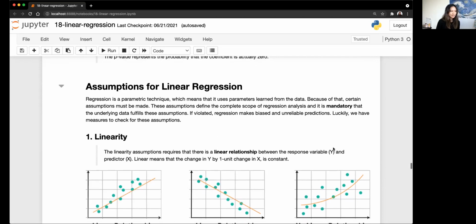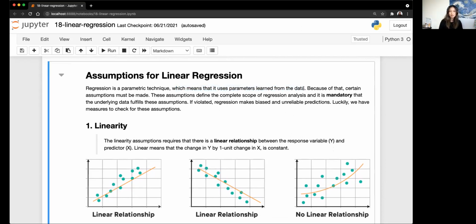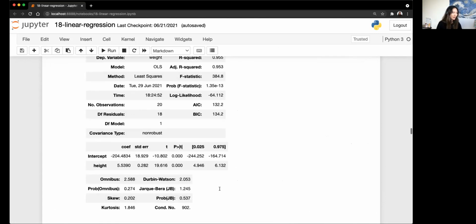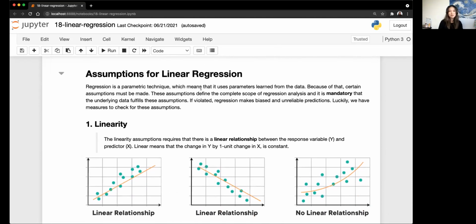Okay, so next, I want to talk about some assumptions for linear regression. If you've already started looking at your data set, this is where you can start doing some EDA work. So regression is a parametric technique, which means that it uses parameters learned from the data. In this case, our parameters were these coefficient values of intercept and slope, and these were learned from our data. Because of that, certain assumptions must be made. And these assumptions define the scope of regression analysis. It is mandatory that the underlying data fulfills these assumptions. If they're violated, the regression will make biased and unreliable predictions.